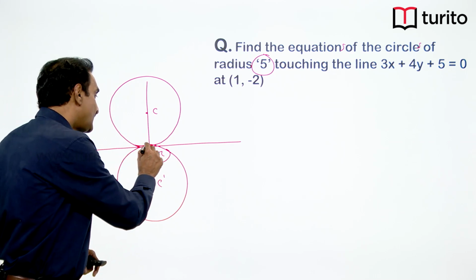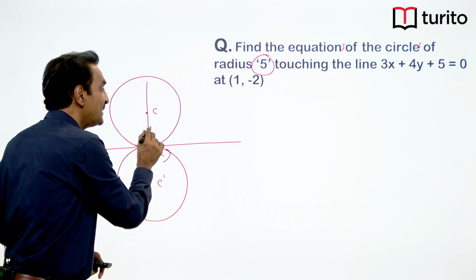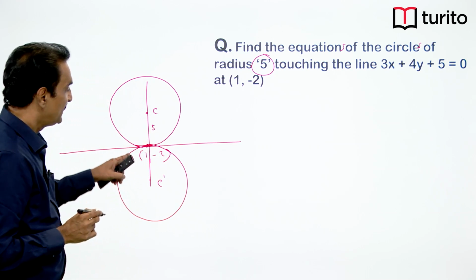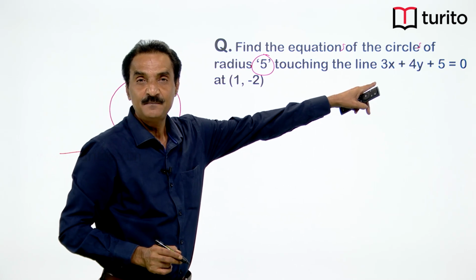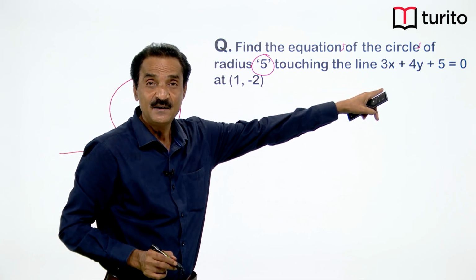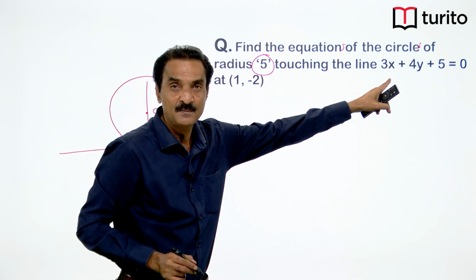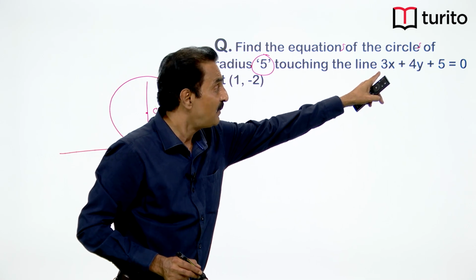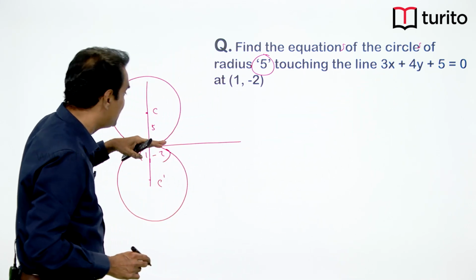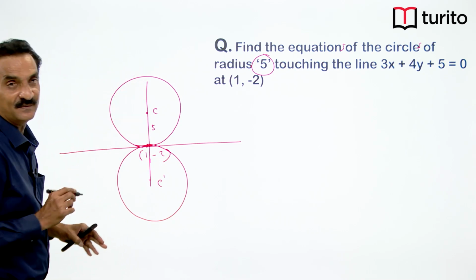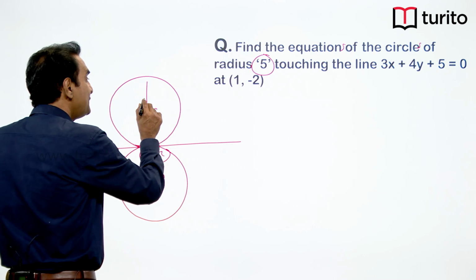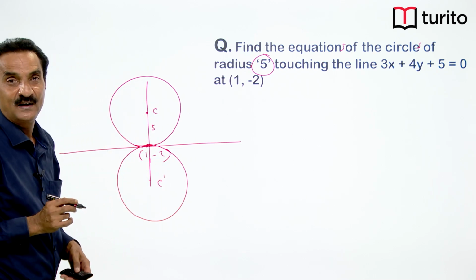Now this distance is radius, how much? 5. You know the slope of this line. What is the slope of this line? Minus 3 by 4. All of you know the slope formula, minus a by b. So minus 3 by 4 is slope of this line. So what is the slope of the perpendicular line? 4 by 3. So slope of this line is 4 by 3.